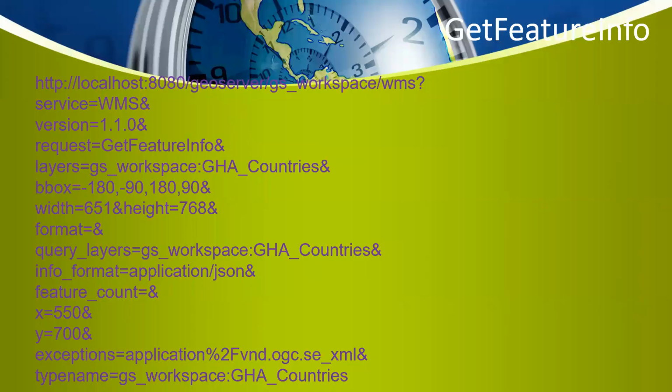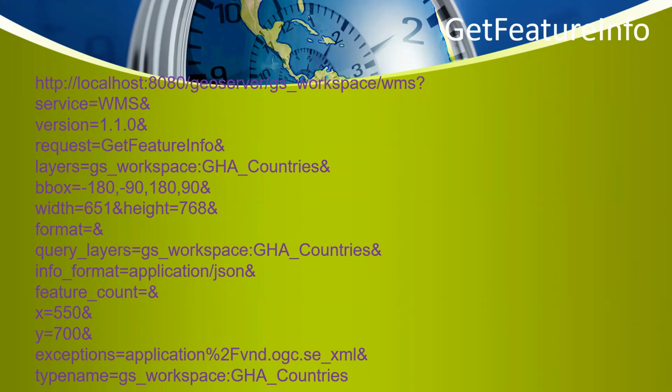Let's look at the URL. It's a little bit obscured at the top, but I think it's also in the shared text file. The first line is the URL. Then we have the service, which is WMS. We have the version, which is version 1.1.0. We have the request, and the request type is GetFeatureInfo, for getting the feature information. Then we have the layers. In this case, we have only one layer, and it is GHA countries, the countries in the Greater Horn of Africa. And then we have added the bounding box.